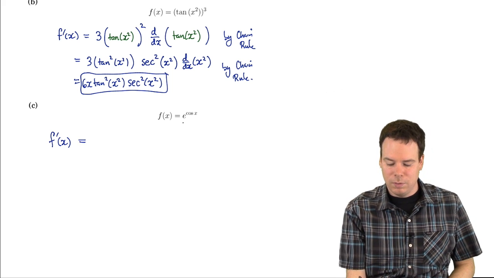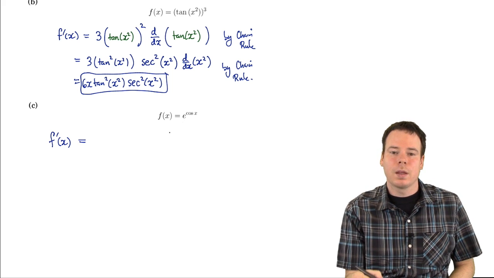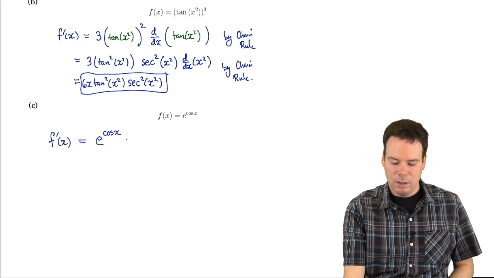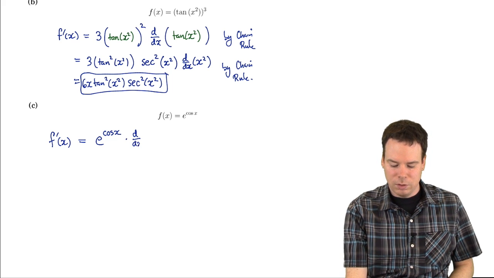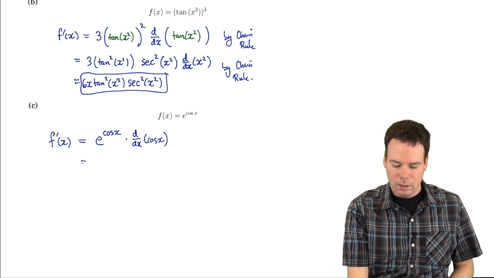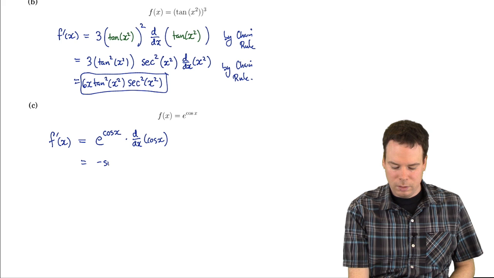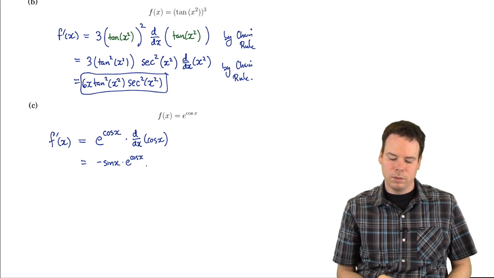So in order to take the derivative, I take the derivative of that outside function, which is the exponential. The derivative of the exponential is itself. So the derivative of the outside evaluated at the inside is that, times the derivative of the inside function. And so this becomes then, the derivative of the inside is negative sine times e to the cos of x. And so there's our resulting derivative.